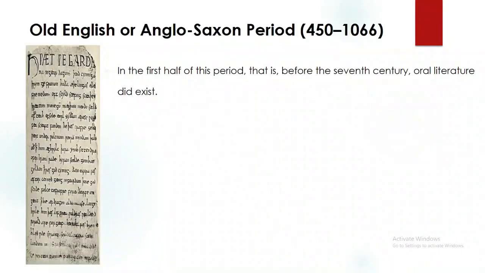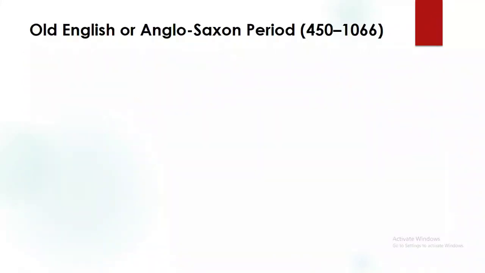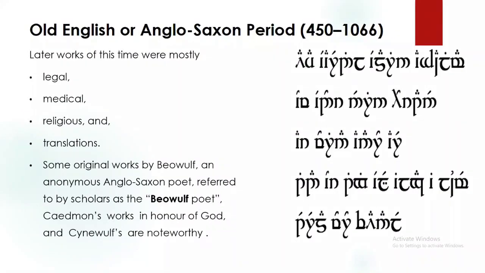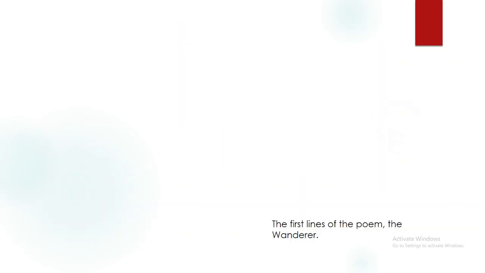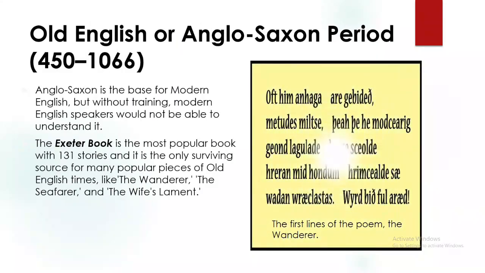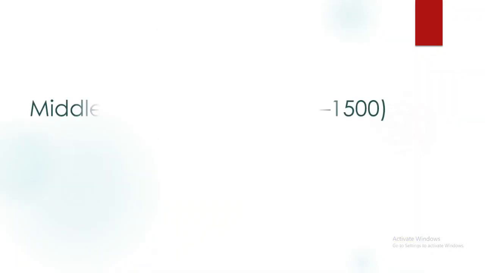Though the earlier literature was oral, the later works were mostly legal, medical, religious, and included translations. The works of Beowulf, Caedmon, and Cynewulf are notable during the period. The language of the Anglo-Saxons differs greatly from the present-day language, and the Exeter Book is believed to be the only surviving source of the Anglo-Saxon literature.